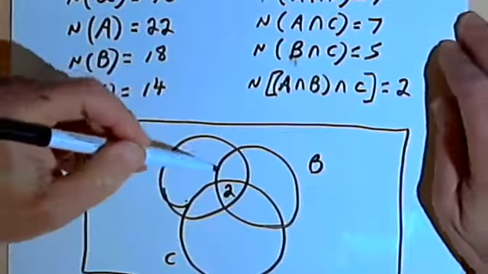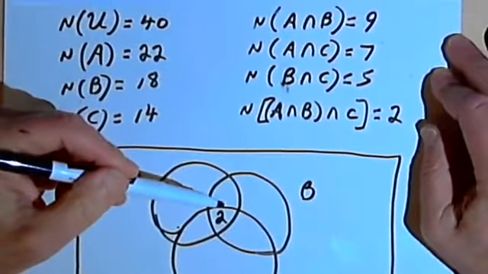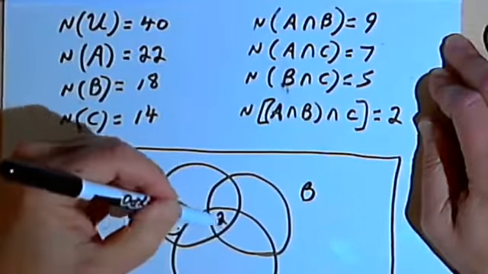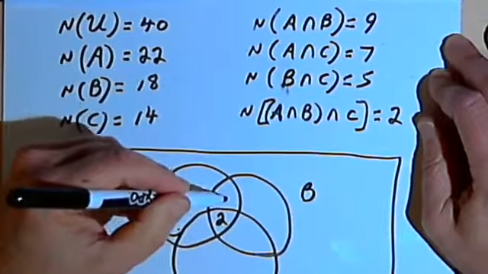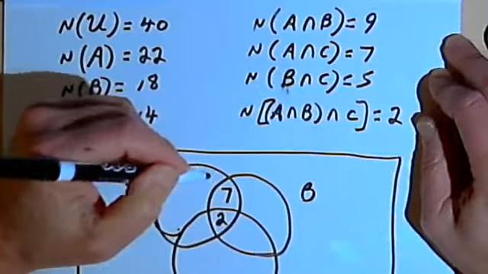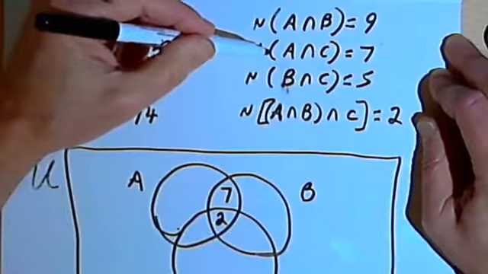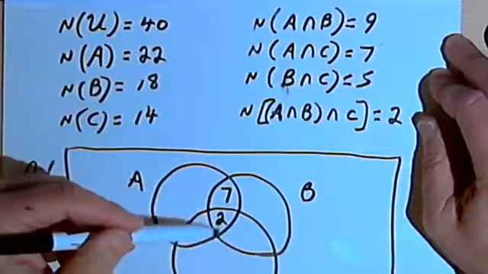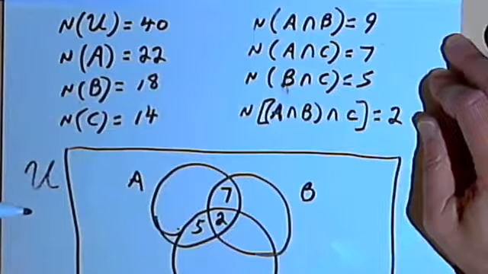And now, here's what we're going to do from here. I've got an intersection of A and B. Well, the intersection of A and B is supposed to contain 9 students, but 2 of those students are already accounted for. They're in the place where all 3 sets overlap. So that means I've got 7 more students who are going to fit in that intersection. I'll do the same thing for A and C. My intersection of A and C has 7 students in it, but I've already accounted for 2 of them in that little triangle in the middle. So that means I've got 5 more students over there.